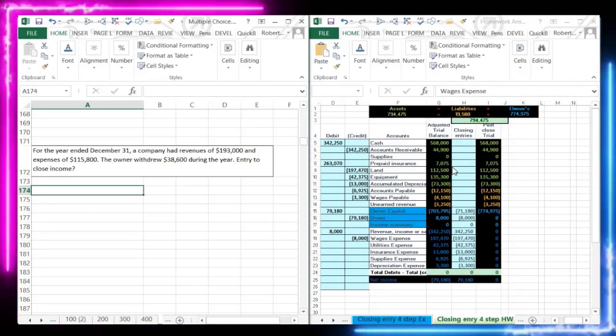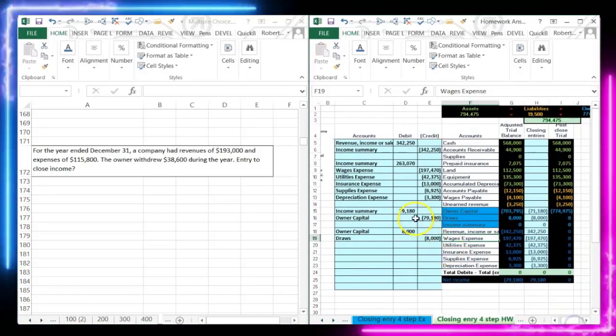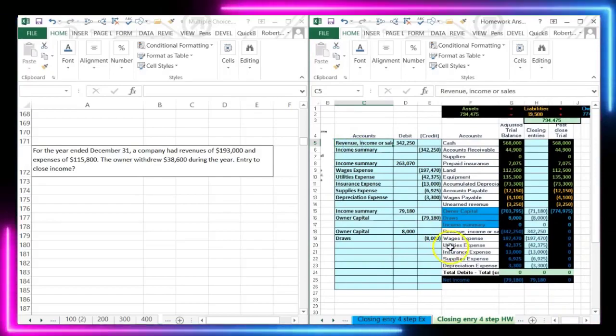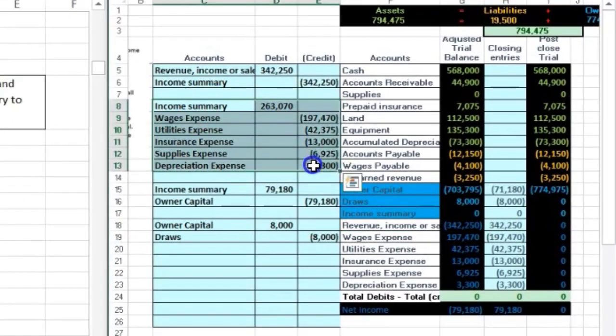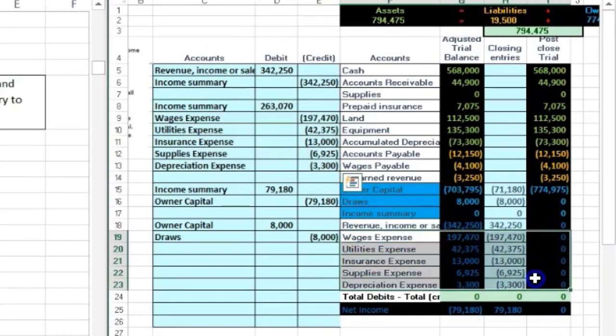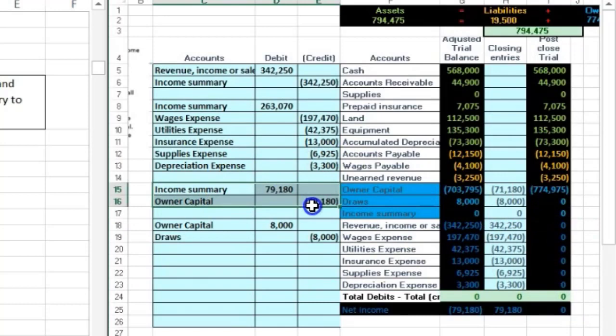So we have our closing journal entries. Now, these are the four steps of the closing journal entry process. Remember that we close out income, we make this zero, we close it out to income summary, and then we close out all the expenses, meaning we make all these zero, and we close them out to the income summary. Then we close out the income summary, which has net income in it at that time, to capital, and then we close out the draws.